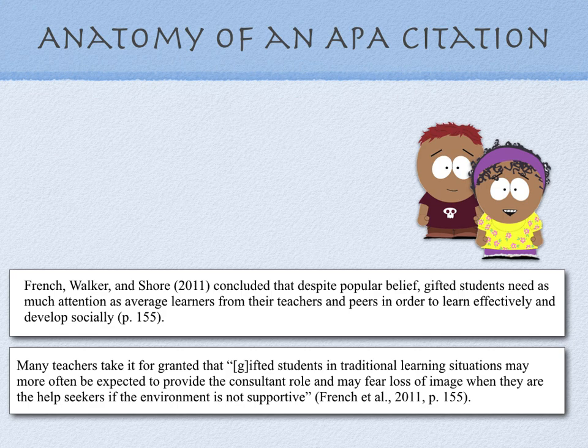I have two examples here. One uses quoted material and the other has paraphrased the information. Either way, you need to give us specific information about the source when you cite it. First, you need the last name of the authors. Last name only. We don't need their initials or anything else.